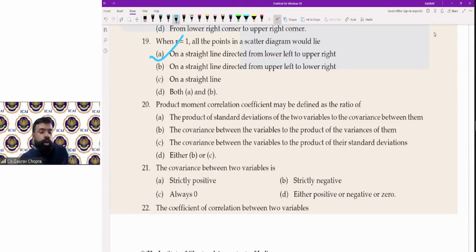20. Product moment correlation coefficient may be defined as the ratio of what? Covariance to the product of standard deviations. Option number C. We have done this definition as well as the formula. And this covariance value can be positive, negative, and even 0. So the covariance can be anything. Question number 21 says the covariance between the two variables can be either positive or negative or 0.